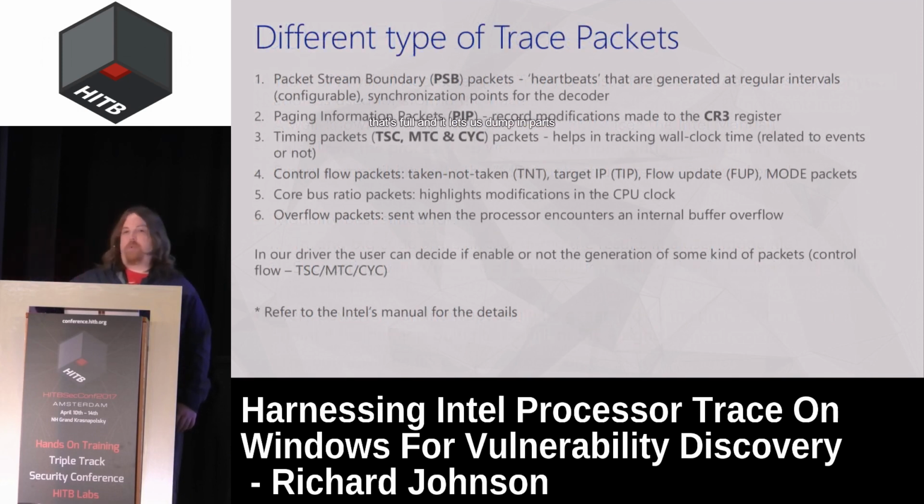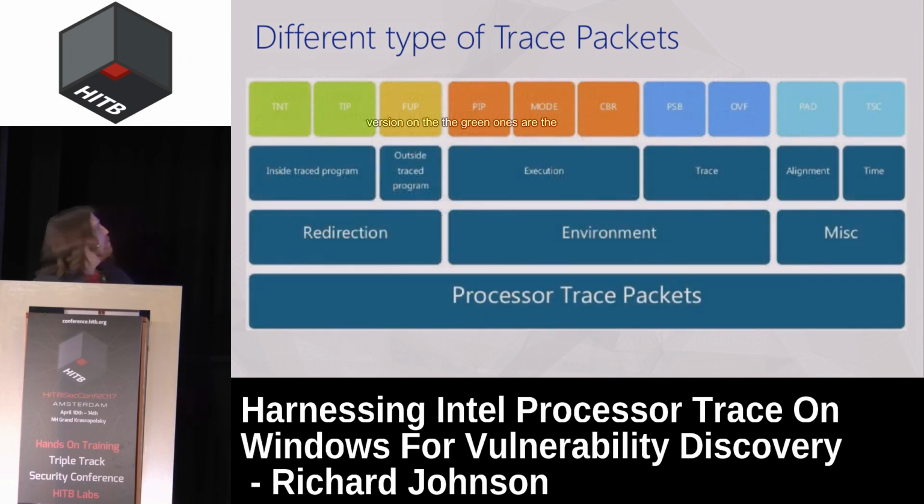And then, of course, we get interrupts whenever that's full, and it lets us dump and parse everything. So the packets of interest are, I'll just give you the visual version. The green ones are the taken, not taken, and taken IP address. So these are your branch targets, or whether or not your conditional branches were taken.